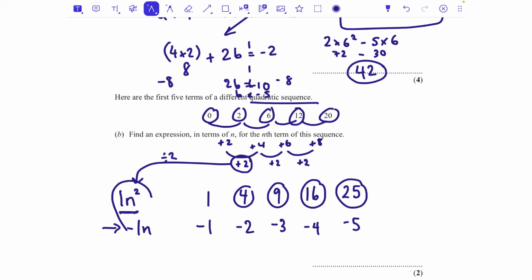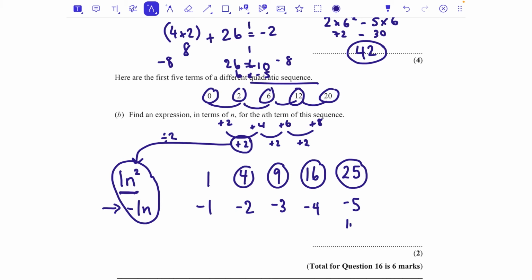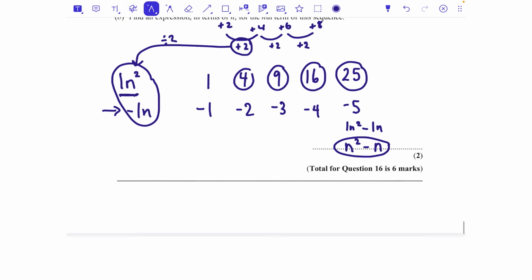So now I'm going to put these two things together, and that gives me my sequence. I don't really want to write 1n squared minus 1n though. So n squared minus n would be a much better answer for our nth term. Well done if you got that.